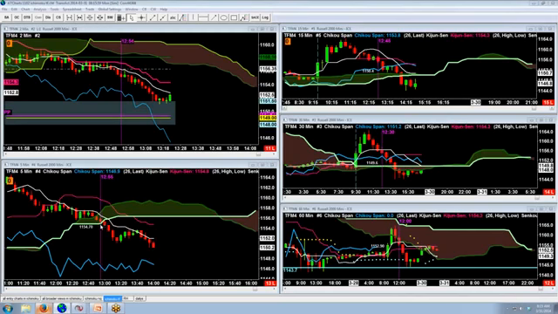So this way you're not going in blind thinking, okay, I'm going to get a runner, and then let's say price hits this bottom part of the cloud here on the 5-minute and then bounces, and then you wind up with nothing on your trade.